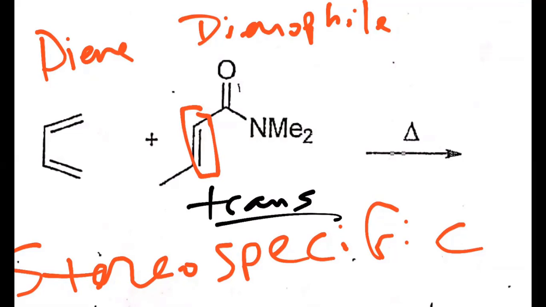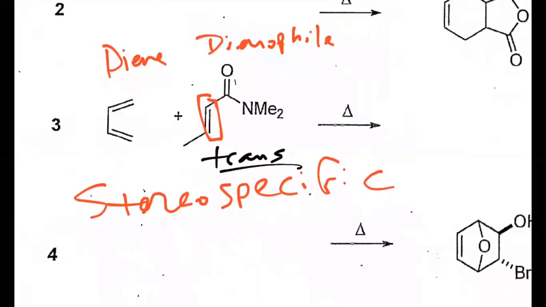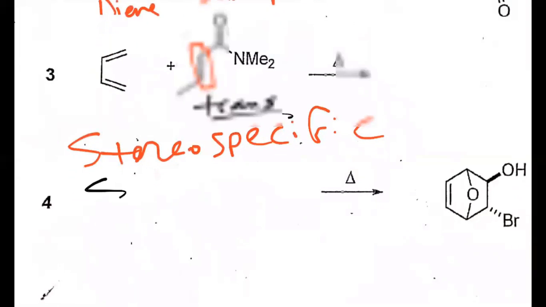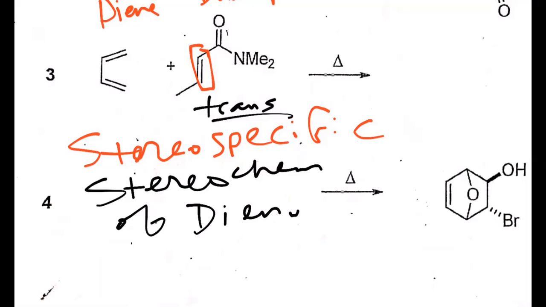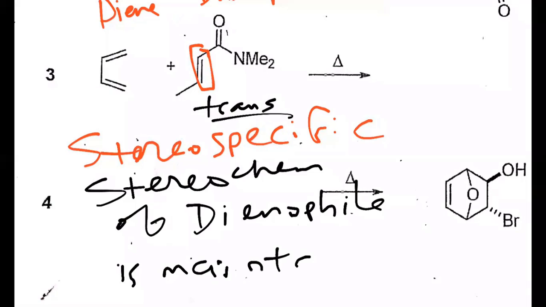And so when you do the 4+2, that trans stereochemistry has to be maintained. That's the point. That's what it means by being stereospecific. It means that the stereochemistry of your alkene, of your dienophile, is maintained. So if you start with a trans alkene, then the groups on that alkene have to be trans in the product.